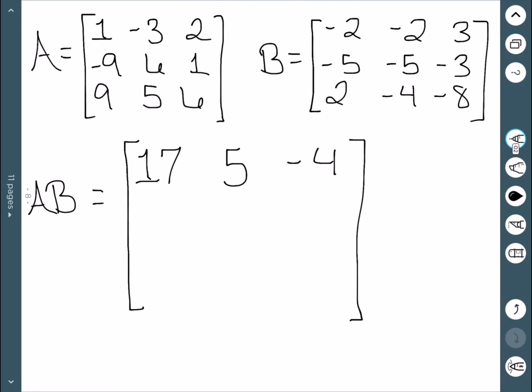And now I'm going to move to my second row. The second row of A times the first column of B. Negative 9 times 2 plus 6 times negative 5 plus 1 times 2 is 10. Second row of A times second column of B. Negative 9 times negative 2 plus 6 times negative 5 plus 1 times negative 4 is negative 16.